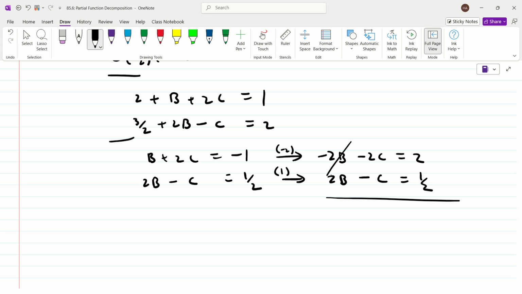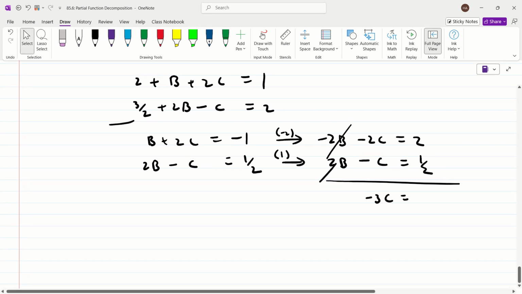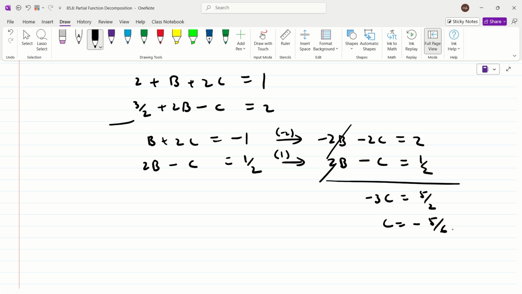Add these together, and they cancel. So you got negative 3c is equal to 5/2. So c would be equal to negative 5/6.